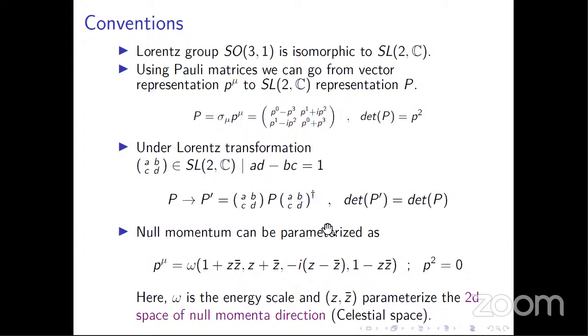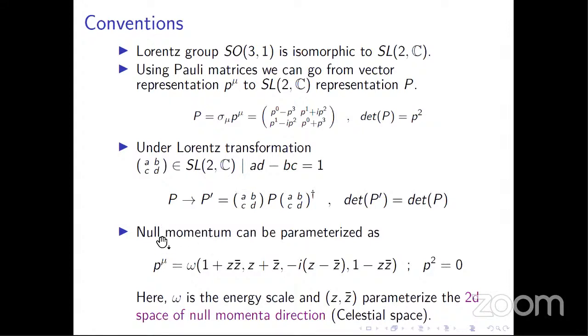So now the null momenta can be parameterized in the following way with the help of these three parameters: omega, which is the energy scale, and the z and z bars. So the z and z bars, they parameterize the 2D space of null momenta direction, which is the same as the celestial space, which we will see in the next slide.